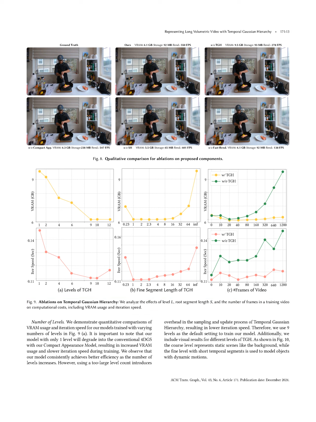Section Summary. In this section, we demonstrate the effectiveness of our method on long videos, achieving significant improvements over previous techniques and maintaining low training costs through our temporal Gaussian hierarchy. Our experiments show that this approach allows for high-fidelity rendering of extensive volumetric videos while optimizing VRAM usage and iteration speed, even as the number of video frames increases.